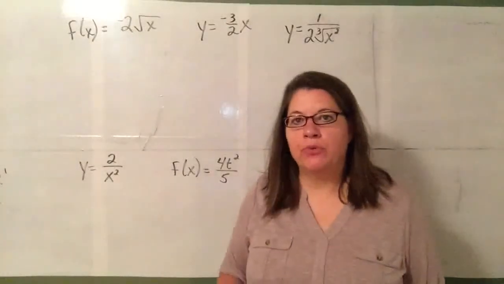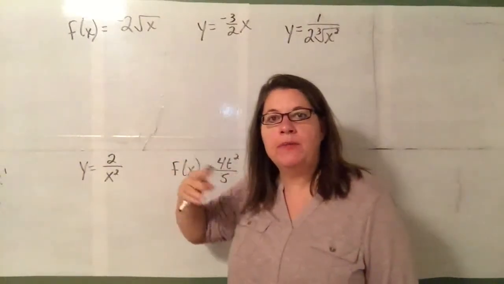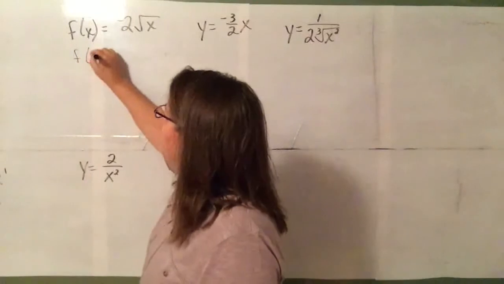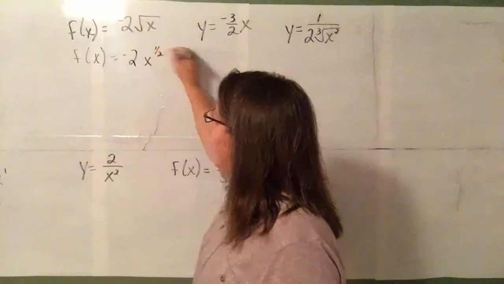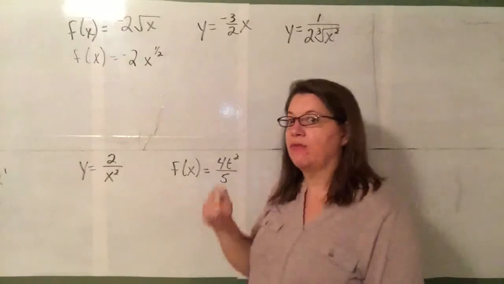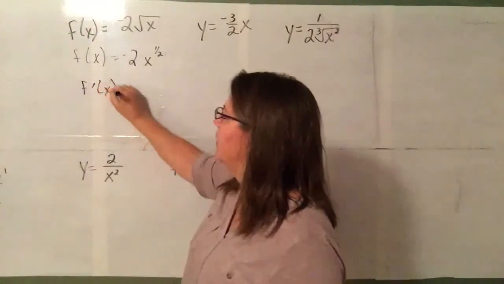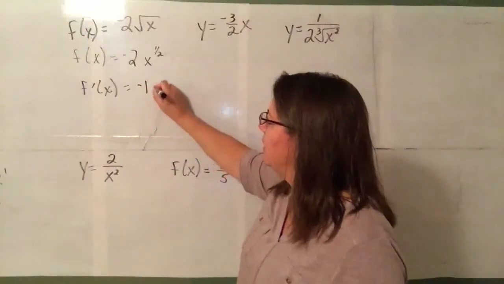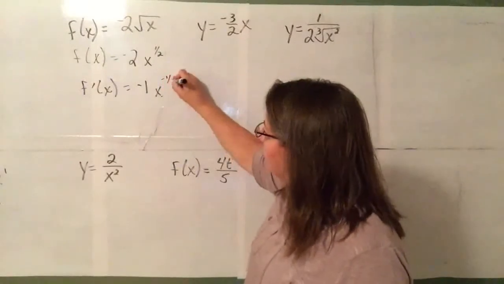I have some more examples here. Sometimes when you have a function, you're going to have to rewrite that function to something that you can use the power rule on. So I'm going to first rewrite this one as f of x equals negative 2 times x to the 1/2. Remember, radicals can be written as fraction exponents, so you have to remember how to do that. And then I'm going to use the power rule. So f prime of x is equal to 1/2 times negative 2 is negative 1. We keep the x and we decrease 1/2 by 1. So 1/2 minus 1 is negative 1/2.